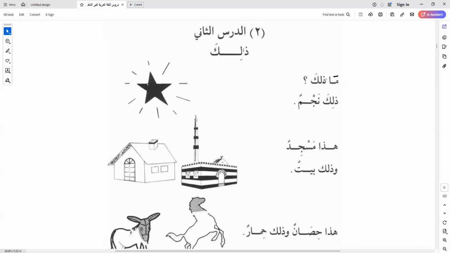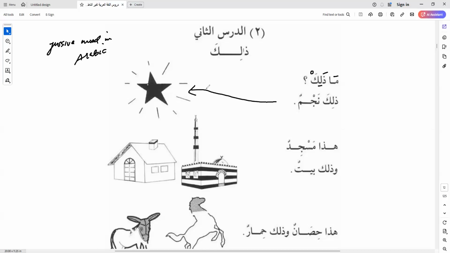ما ذلك. What is that? Remember, you are ending, so you have to end in what we call sukoon. ما ذلك. And that is another common part of the jussive mood in the Arabic language, where you don't have to pronounce the vowel of the final consonant. ما ذلك. ذلك نجم. That is a star.